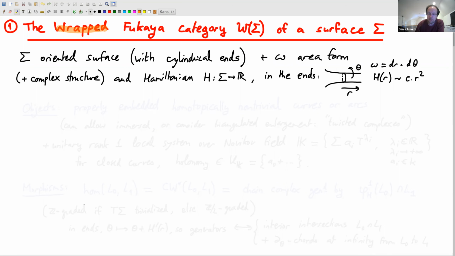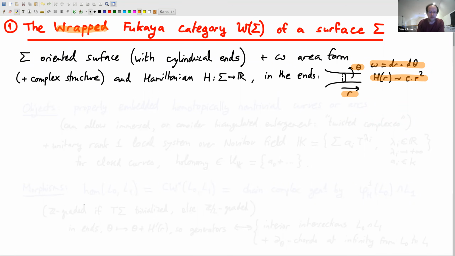So Sigma has cylindrical ends with coordinates r in the real direction, theta the angle direction. We can assume the area form is kind of standard in these coordinates. And then we take a Hamiltonian function which grows, say, quadratically with r. All that matters is faster than linearly.